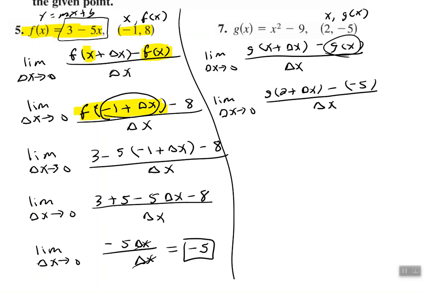Okay, so from there, we are going to use our function to rewrite the g of 2 plus delta x. And we know that g of x in the function form is equal to x squared minus 9. So in the place of x, we need to put the 2 plus delta x. So that's 2 plus delta x squared, because x was squared, minus 9, and then plus the 5 that we have here.